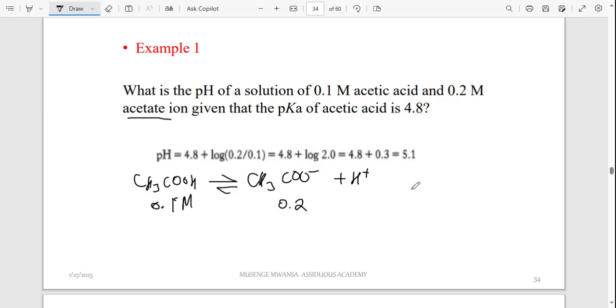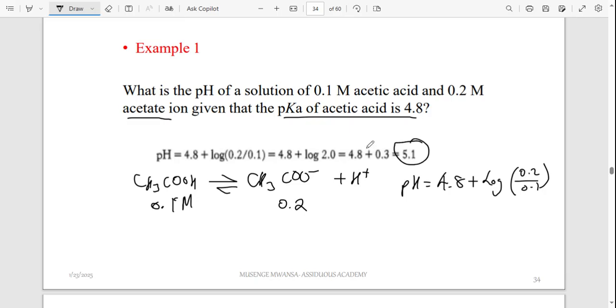So using the equation, pH is equal to pKa, and they've given us the pKa there. If they've given you Ka, you find the negative log of Ka to find the pKa. That will be 4.8, plus log of the concentration of the base over the acid. The base here is 0.2, the acid is 0.1. If you punch that into the calculator, that will give you 5.1.